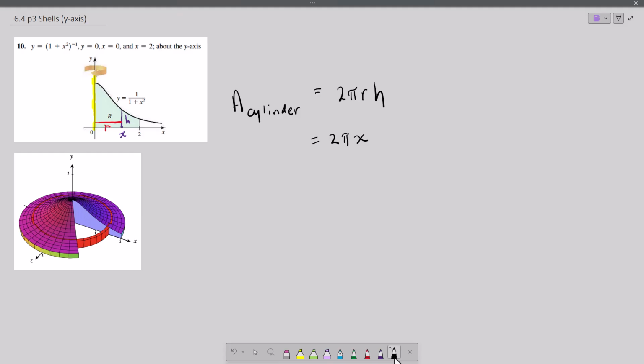How about the height? Yeah, the function, right? The function is going to be the height, 1 over 1 plus x squared, yeah. We have that. I'm going to write this in a strategic way. I'll explain in one moment. I'm going to write it like that. That's the area of our cylinder.